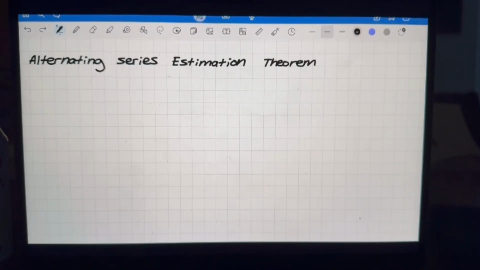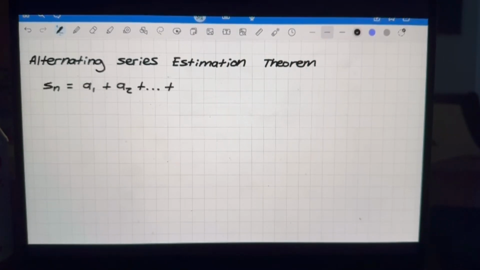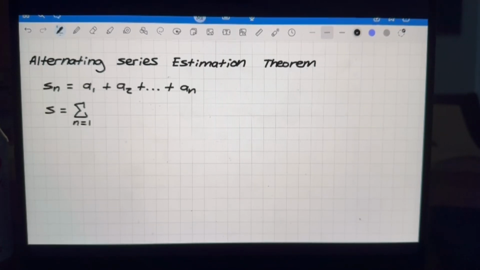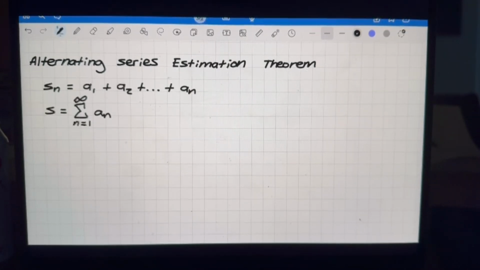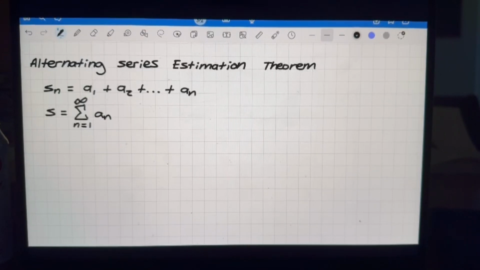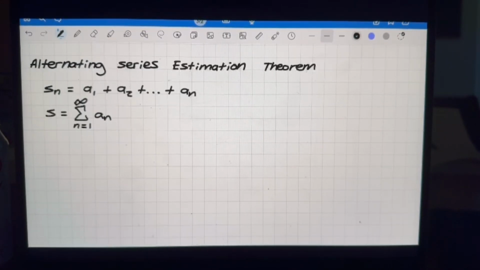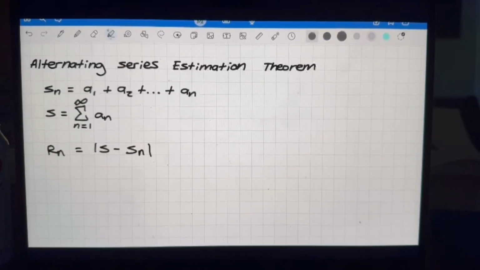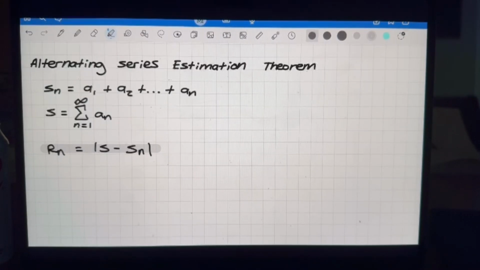When working with an infinite series, we often approximate the sum by calculating a partial sum, which we denote as S sub n, as shown here. The full sum of the infinite series is represented by S, as shown here. Since we cannot compute infinitely many terms, our goal is to understand how close S sub n is to the actual sum S. The difference between the true sum and the partial sum is called the error or remainder, and we denote it as R sub n, which is equal to the absolute value of S minus S sub n.